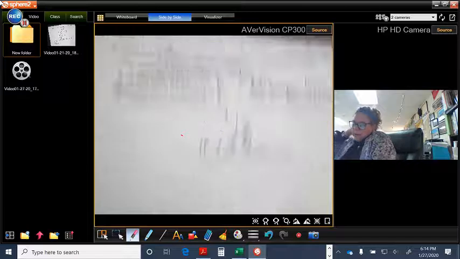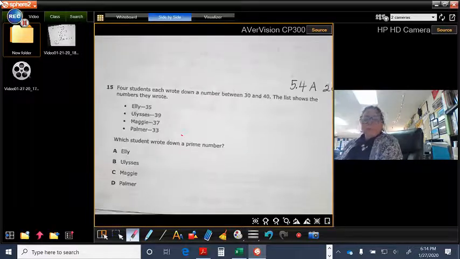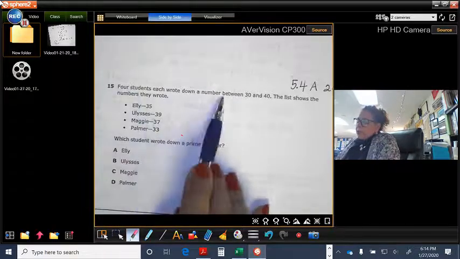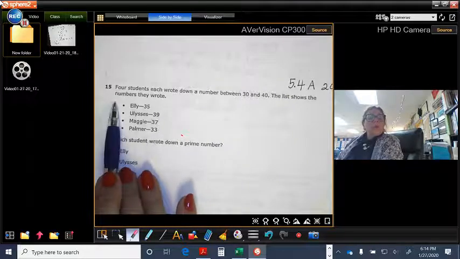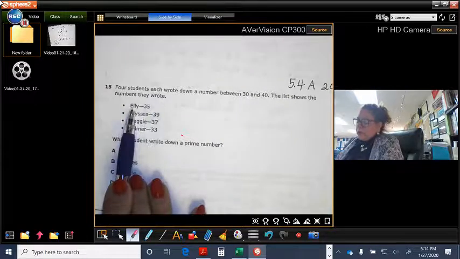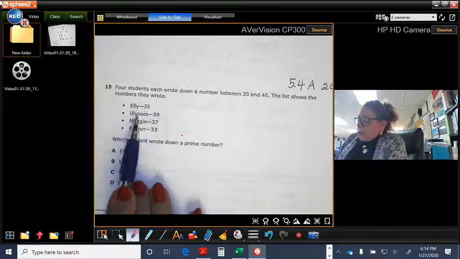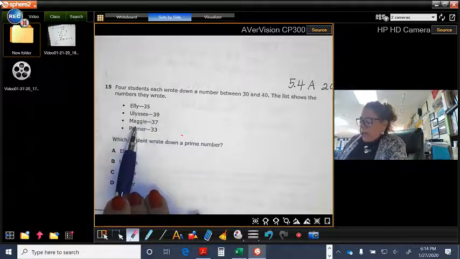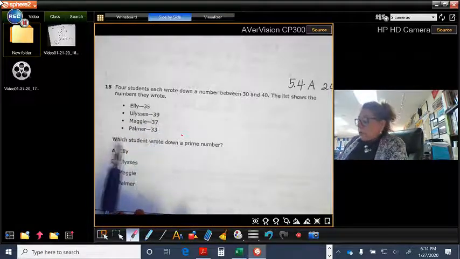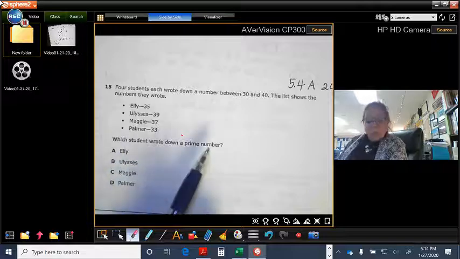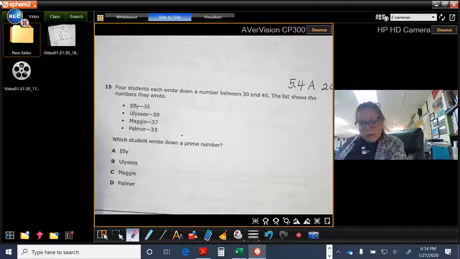Okay. Let's look at number 15. 4 students each wrote down a number between 30 and 40. The list shows the numbers they wrote. So Eli wrote 35, Ulysses wrote 39, Maggie wrote 37, Palmer wrote 33. Which student wrote down a prime number? Remember the definition of prime?